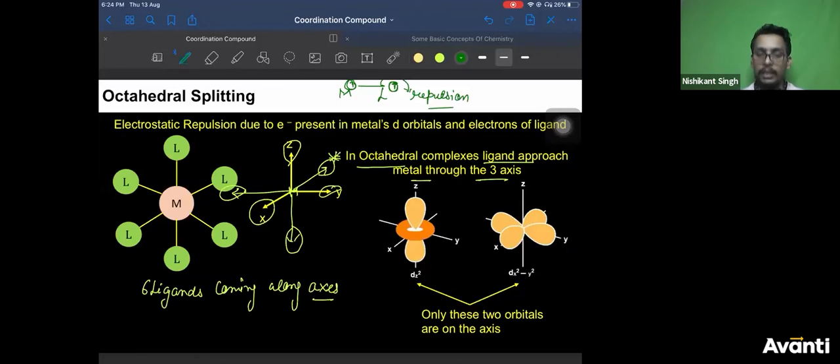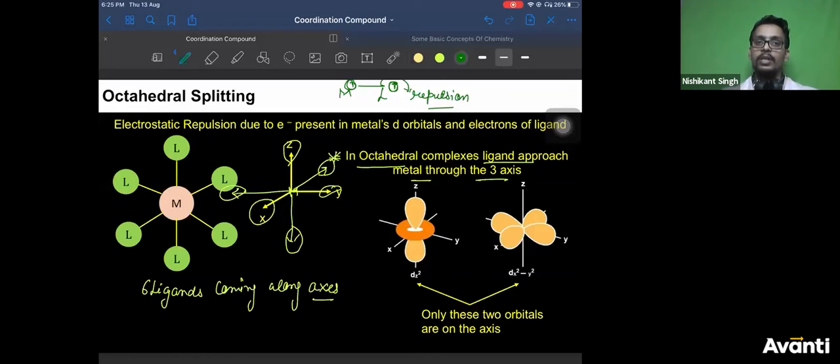So we are saying 2 things here. First of all, metal has 5 d orbitals which contain electrons. And ligands are also bringing electrons, but along which direction? Along the axis. Correct? So can you tell me which d orbital electrons will get more repulsion? Which d orbital electrons will get more repulsion: dx square minus y square, dz square, or dxy, dyz, dzx? Which will face more repulsion?